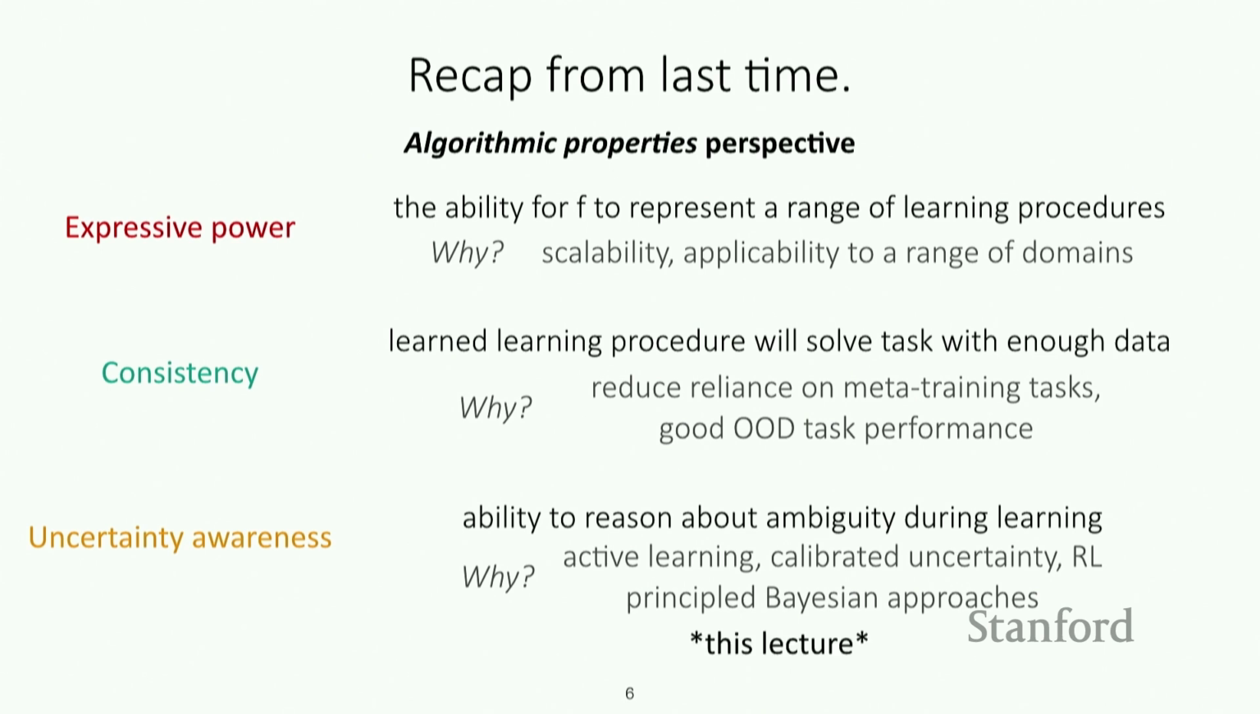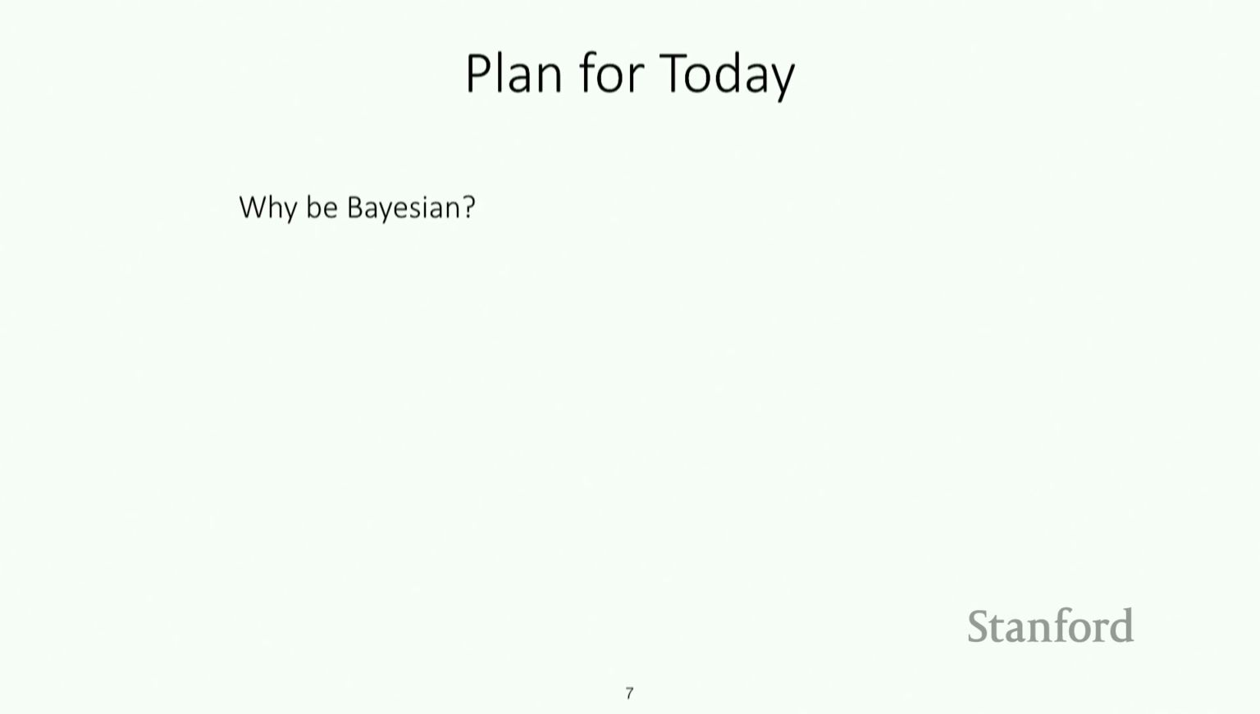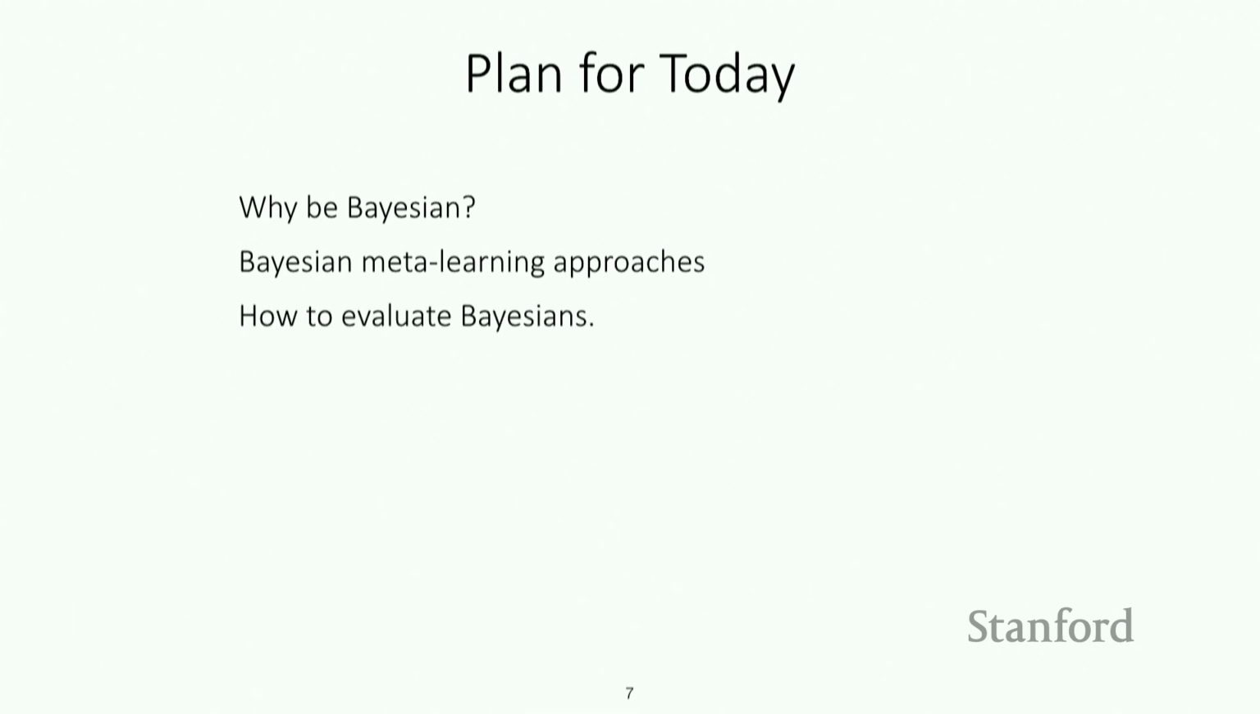Okay, so that's what we'll be covering today. At a high level, we'll first go into more detail about why it makes sense to be Bayesian and set up the framework within which we'll be talking. Then we'll talk about different Bayesian meta-learning approaches in the context of the different algorithms that we've discussed in this course so far. And lastly, we'll talk about how we can evaluate a Bayesian meta-learning algorithm and the different ways these meta-learning algorithms might be useful in practice.